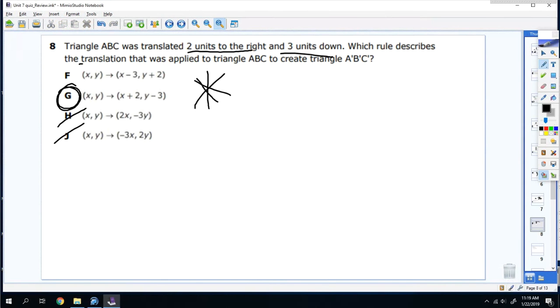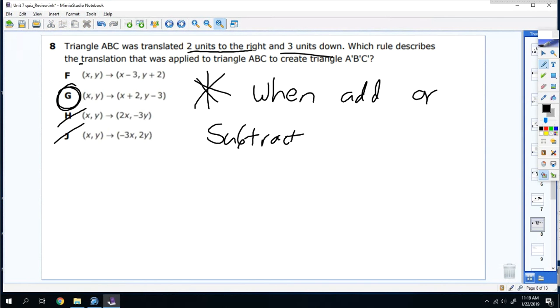Another thing you can write off of the star is when add or subtract means translation.